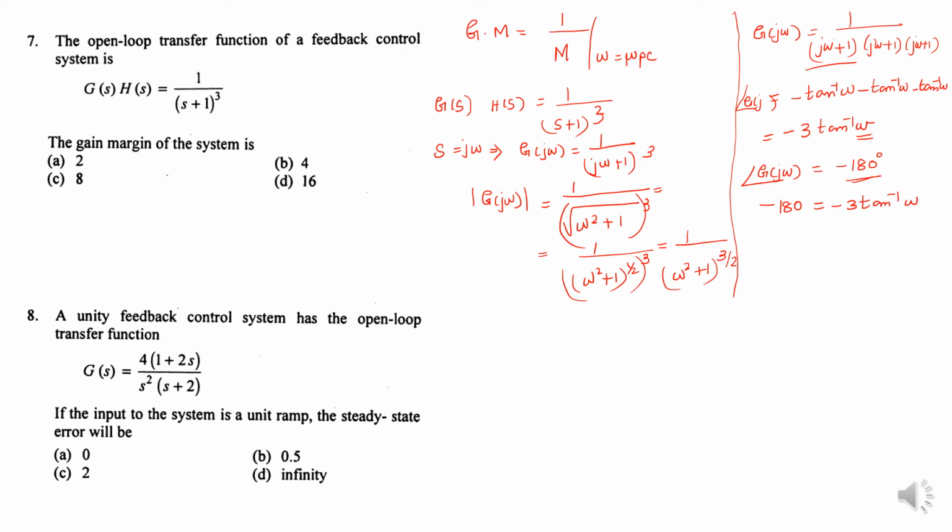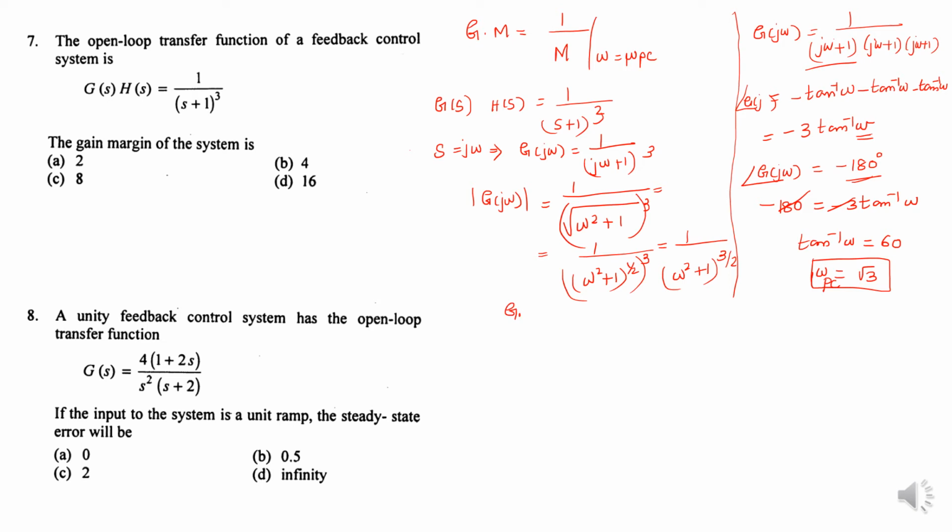Now I have to cancel this. So tan inverse omega equal to 60. So what is omega? Omega equal to tan of 60. So tan 60 is root 3. So omega equal to root 3. So omega equal to omega PC, that is the phase crossover frequency. What is gain margin? Inverse of magnitude at phase crossover frequency.